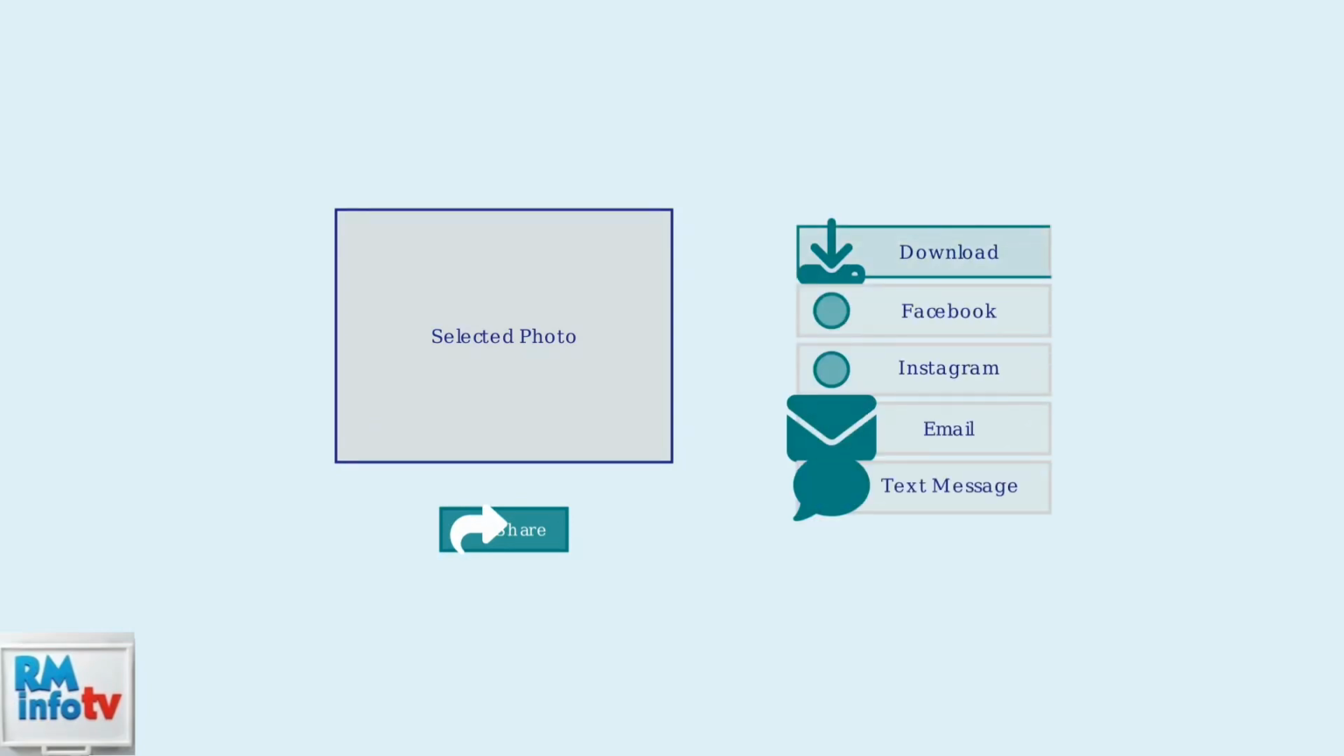Sharing photos from your Aura frame is simple. Select any photo and tap the Share button to access various sharing options, including social media platforms. Choose from multiple sharing options: download to your device, share directly to Facebook, Instagram, or send via email or text message.